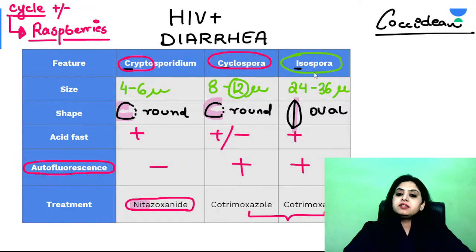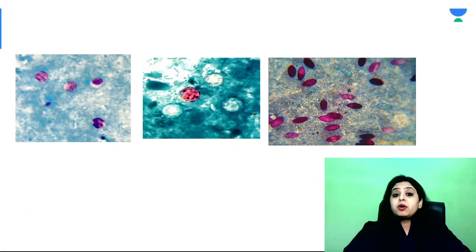So cryptosporidium with nitazoxanide, and the other spora brothers are going to be treated with cotrimoxazole. Everyone's okay with this entire table? Because now we are going to put it up into proper diagrams.